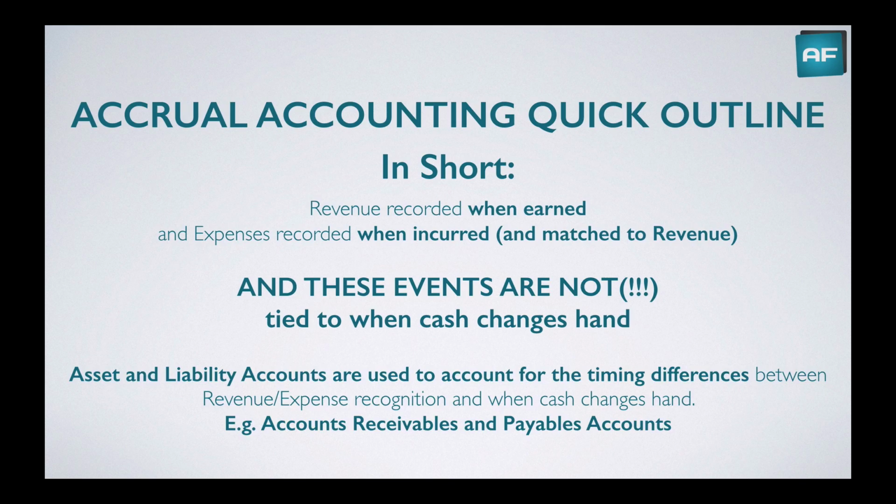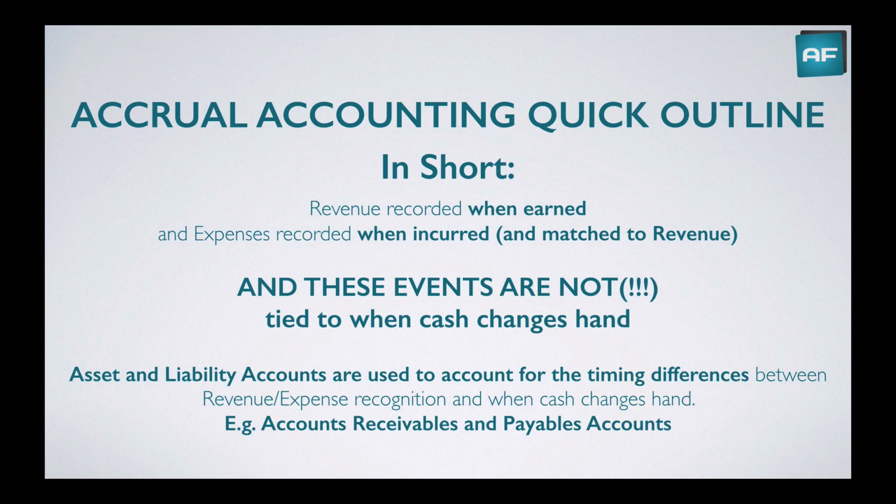How do we account for the different timings between revenue being recorded or expenses being recorded and cash changing hands? We use asset and liability accounts to account for these timing differences. So we may use an accounts receivable or an accounts payable account. If we make a sale, but someone pays us a couple of months later, then we'll credit revenue and then we debit our accounts receivable, and we have the asset account saying that someone's going to owe us that money in a couple of months, and that's how we account for the timing differences. Same with the payable.